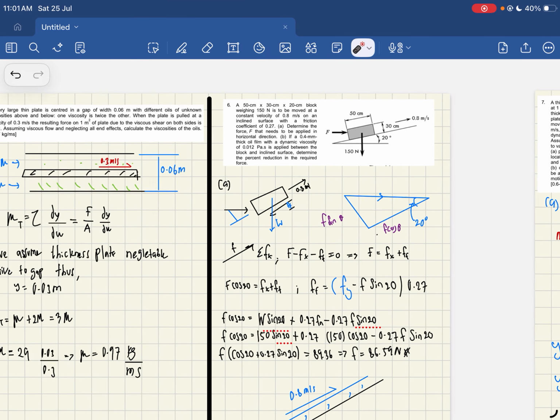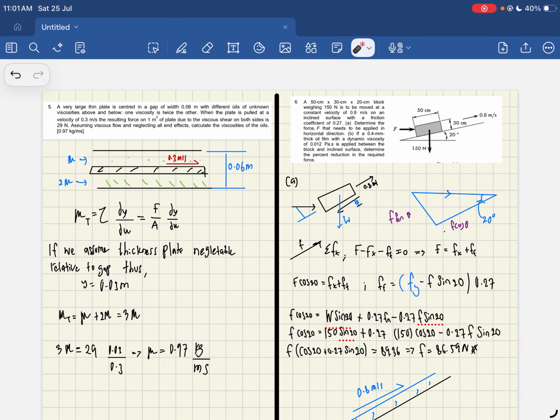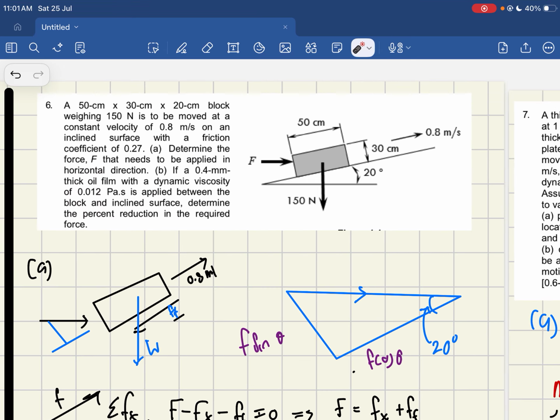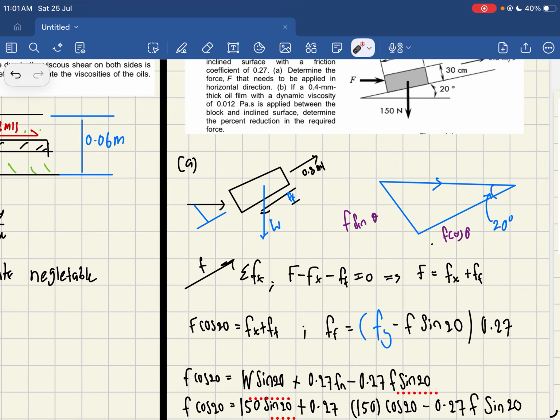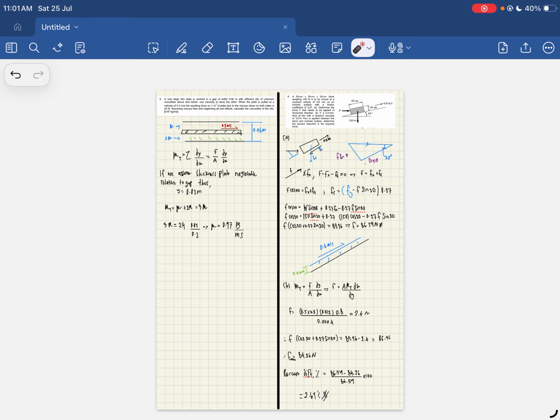Today we're going to continue our discussion on question 6. We have a box being pushed upward on an inclined plane with the force F in this direction and a constant velocity of 0.8, which means the acceleration is equal to 0. The object's surface makes contact with fluid, with a length of 50 centimeters and a width of 20 centimeters, and a coefficient of friction is given. In this question, as you can see, it is roughly 80% dynamics.